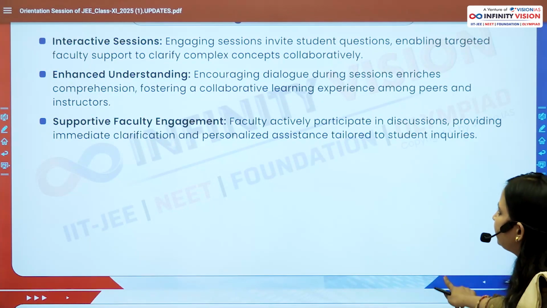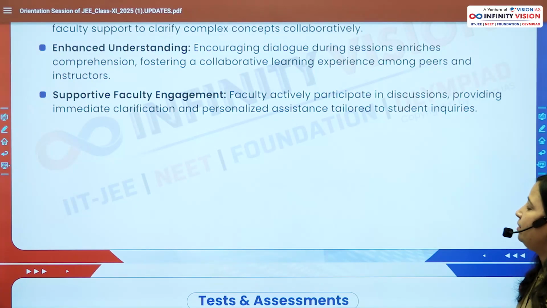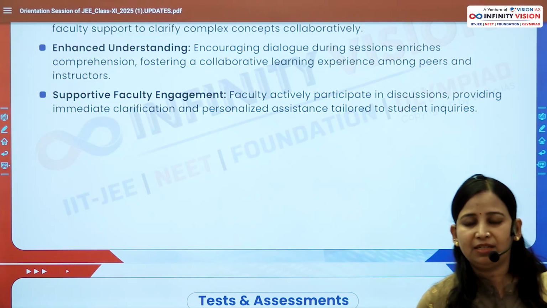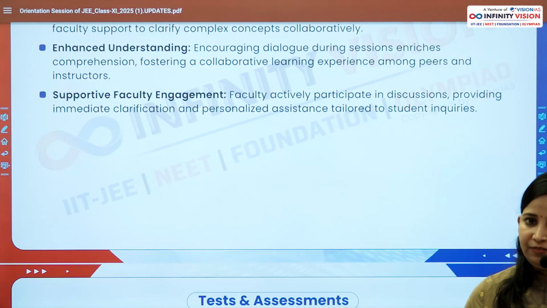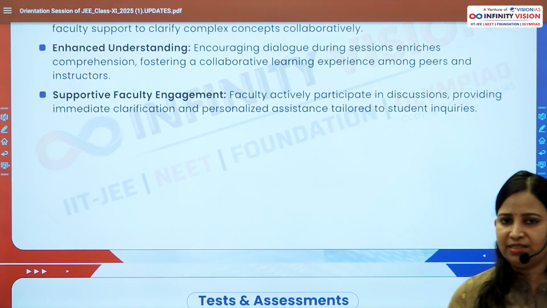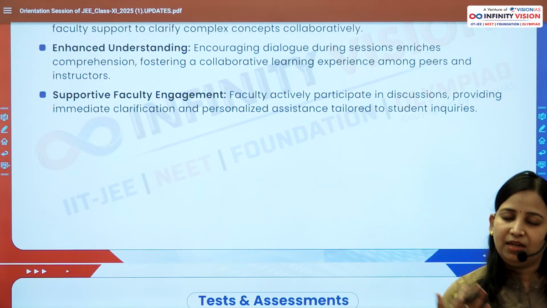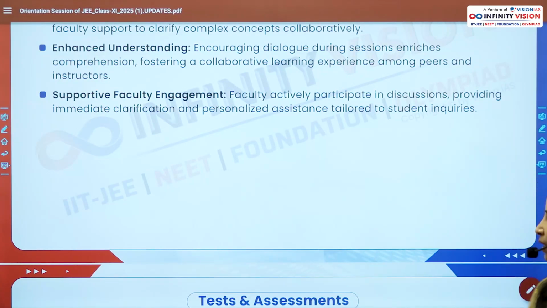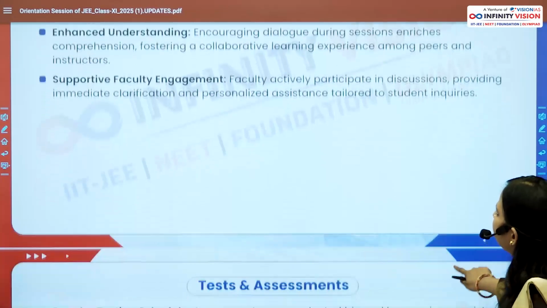Now, enhanced understanding: encouraging dialogue during sessions enriches comprehension, fostering a collaborative learning experience amongst peers and instructor. If you are having a dialogue during the sessions, you can understand the concept in a better way, and also if you have any concerns, you can clear them at the live session at the same time.